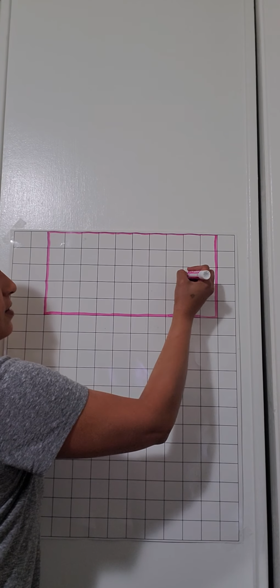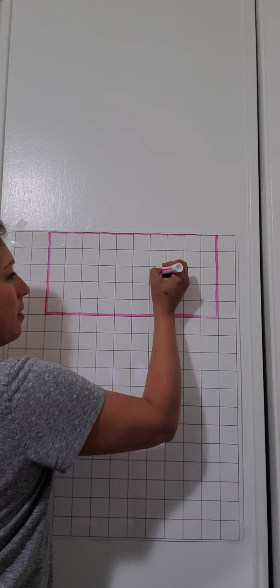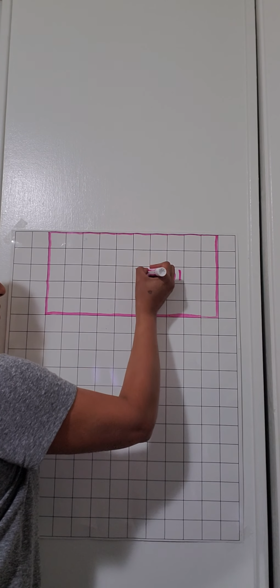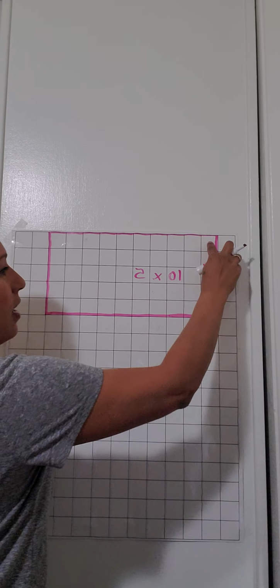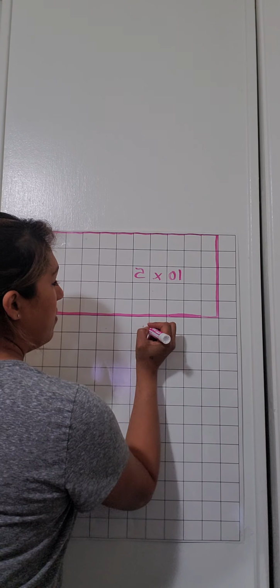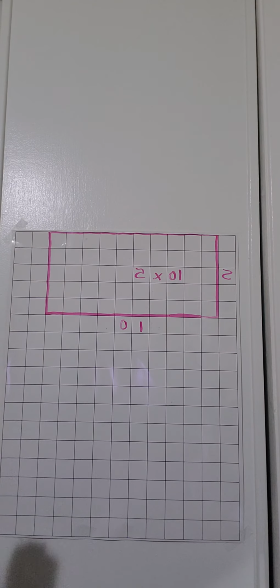So my rectangle is 10 by 5, okay? 10 across and 5 down. So 10 by 5. Does that make sense?